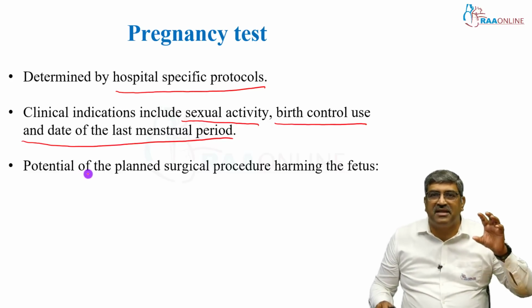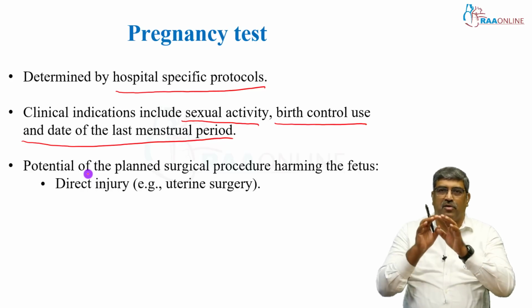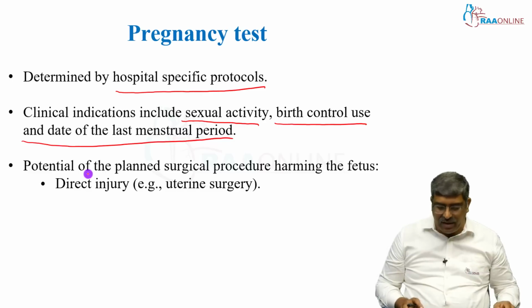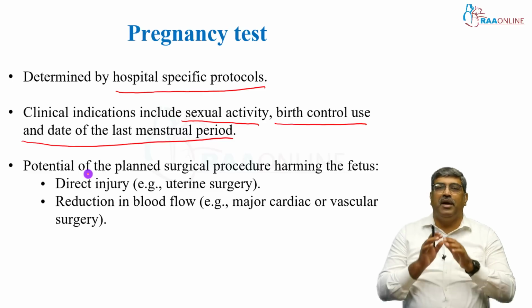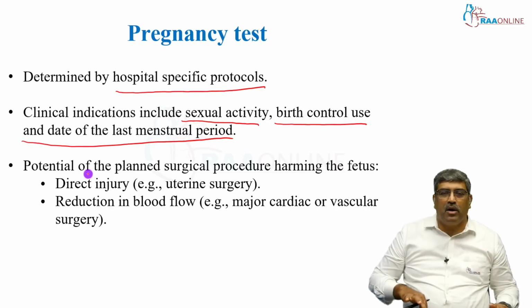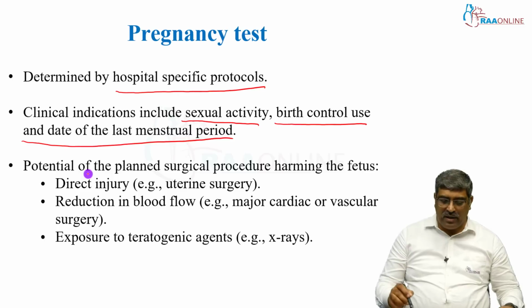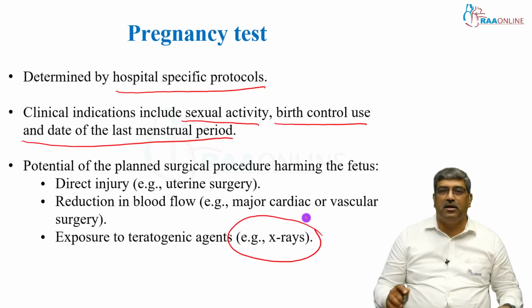What are the various things which can affect the fetus? This includes a direct injury to the fetus, uterine surgery, reduction in blood flow, major cardiac or vascular surgery where your uterine blood flow can be altered and it can harm the fetus, and exposure to teratogenic agents like X-ray done in the preoperative period.